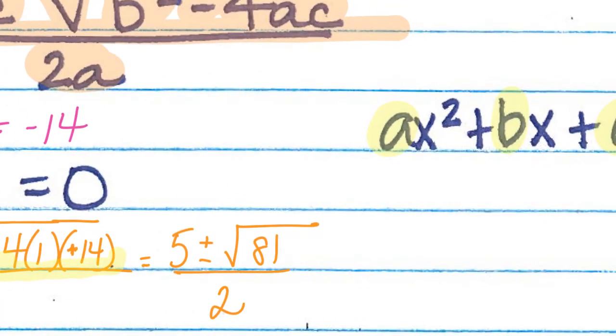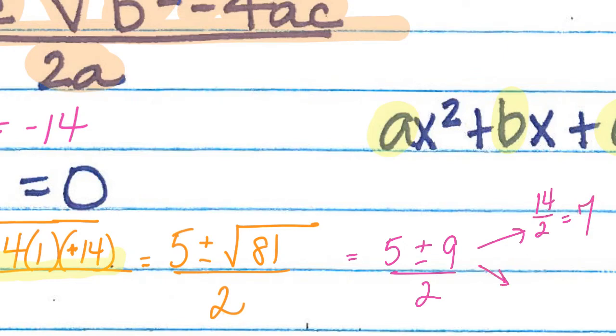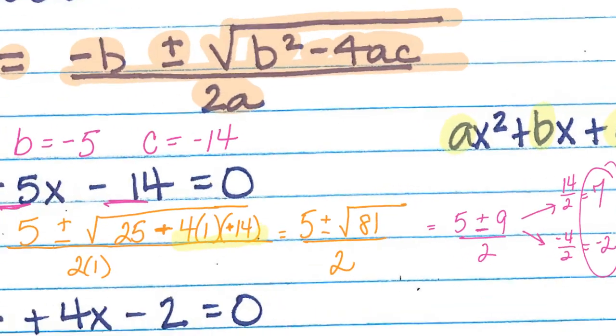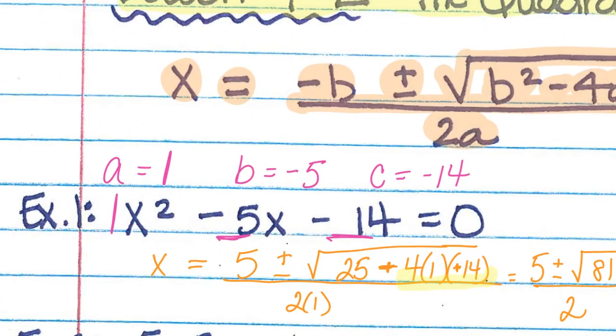We do have to continue to reduce. 5 plus or minus 9 over 2. So you actually have to solve, because I can add 5 plus 9. That's 14 over 2, which gives me a 7. I can subtract 5 minus 9, which is -4 over 2, which gives me a -2. So my two solutions are 7 and -2, which makes sense because remember how we did it before.